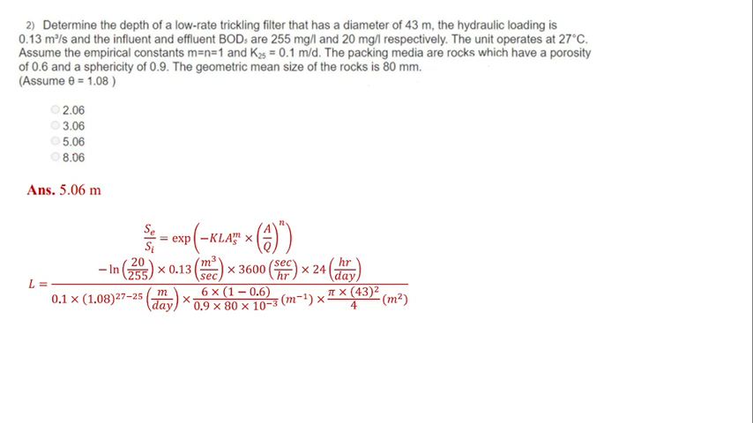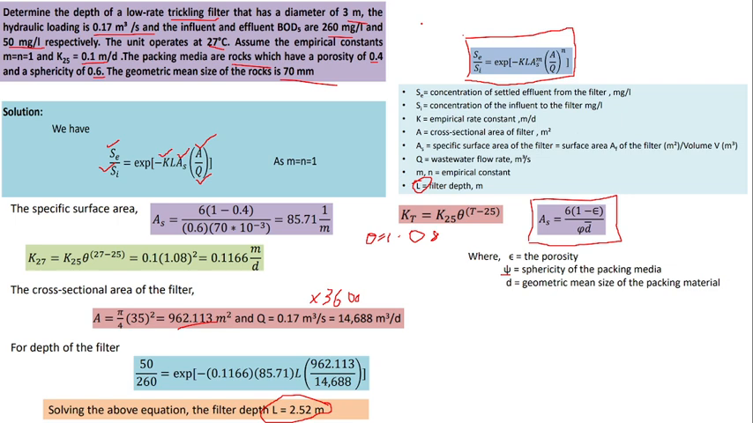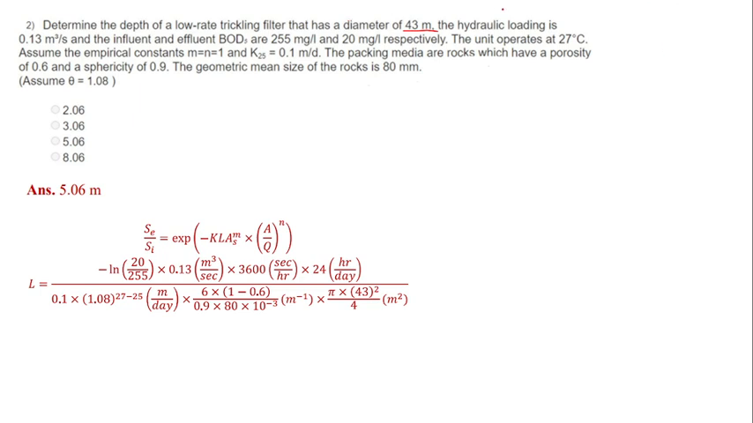So this is a similar problem. Determine the depth of a low rate trickling filter. Diameter is given as 43 meter. Hydraulic loading is 0.13 meter cube per second. So the loading flow rate is given. Influent and effluent BOD are 255 and 20 mg per liter. Unit operates at 27 degrees Celsius and m and n are equal to 1. K25 is 0.1. Packing media or rocks, porosity is 0.6, sphericity is 0.9, geometric mean size is 80 mm. Only the values are different.